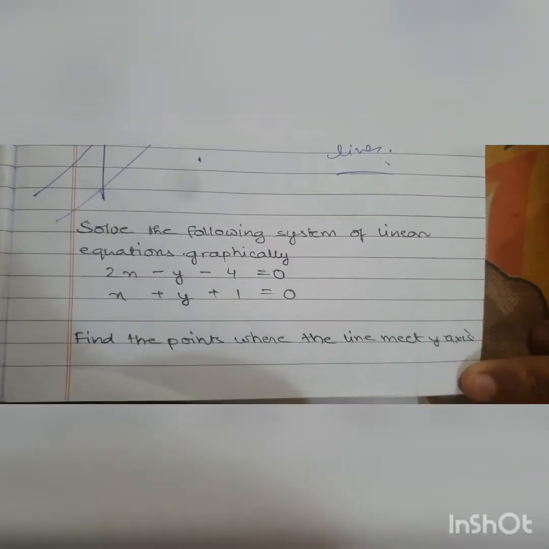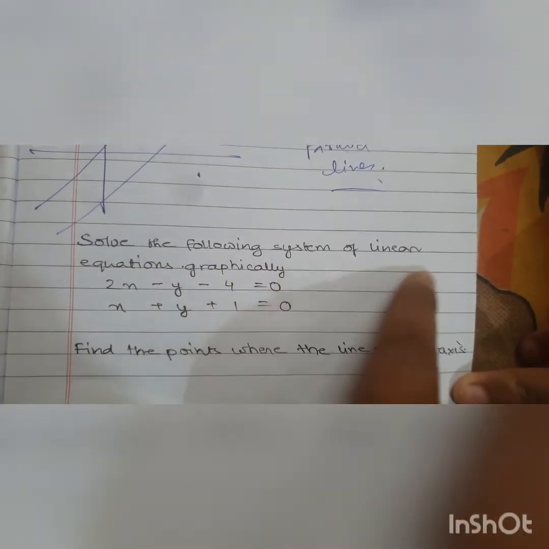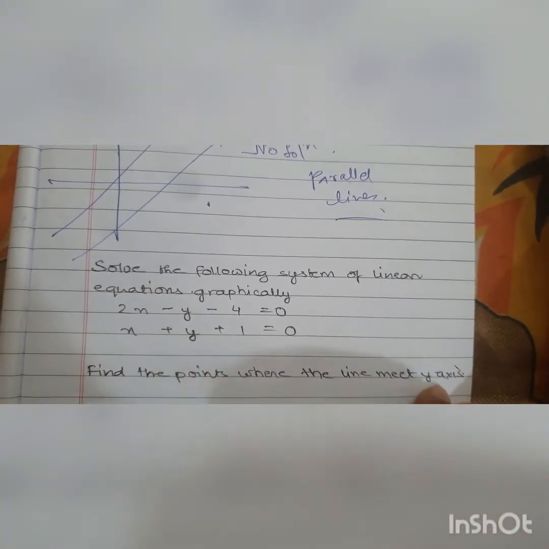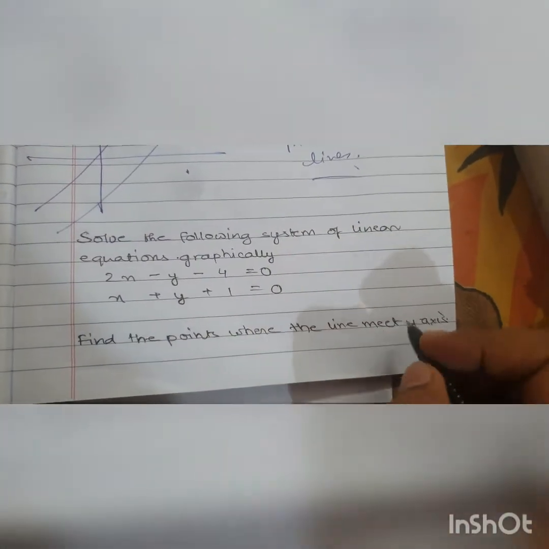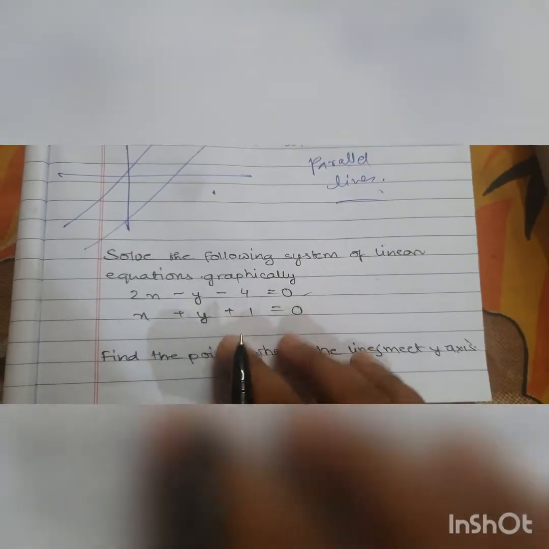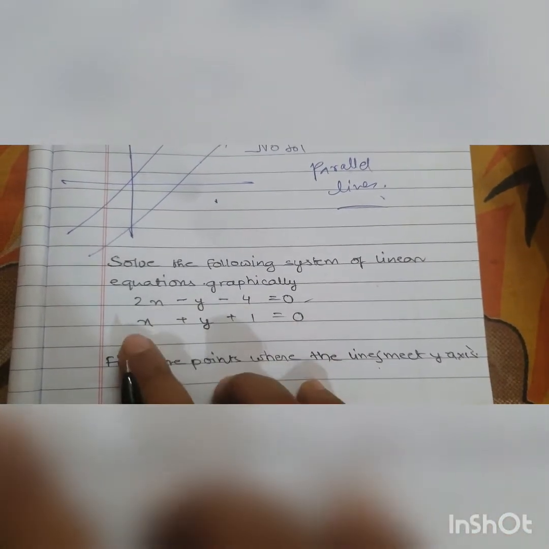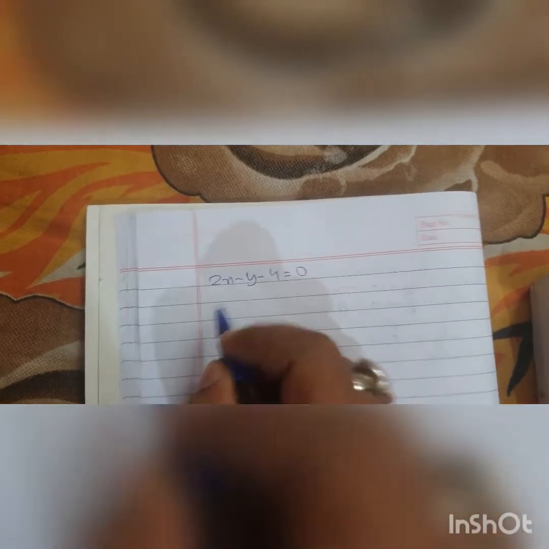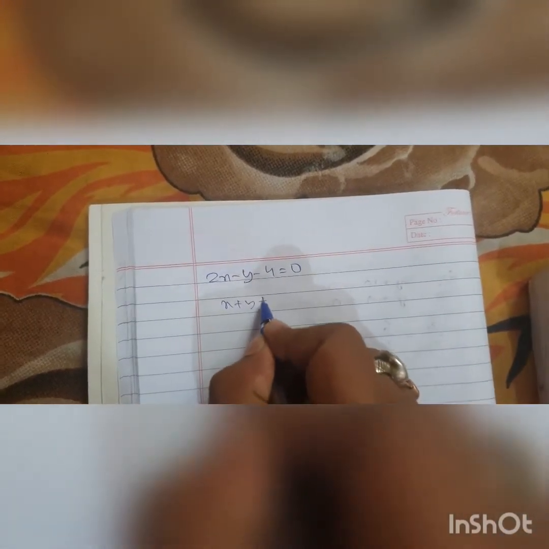Let us have a look at this question. Solve the following system of linear equations graphically. So they have asked to find out the value of x and y graphically. Find the points where the lines meet the y-axis. It should be lines meet the y-axis, because there will be two lines. So what you have to basically do is, 2x minus y minus 4 equals 0, and x plus y plus 1 equals 0.